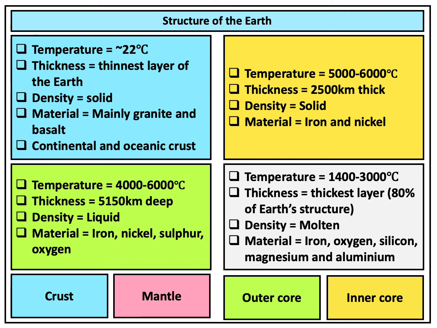Temperature of this last one, 1,400 to 3,000 degrees Celsius. The thickness here, this is the thickest layer, so it comprises 80% of the Earth's structure. And what I will say is this is where your conveyor belt is going on, which is why you need molten rock. So you need the rock to be able to move, and this is where we get our convection currents here. The material is iron, oxygen, silicon, magnesium and aluminium. So here, obviously the last one, the only one that's left, that is the mantle.